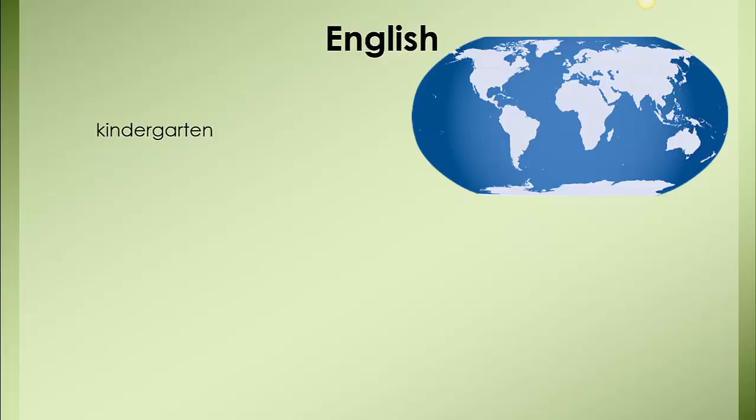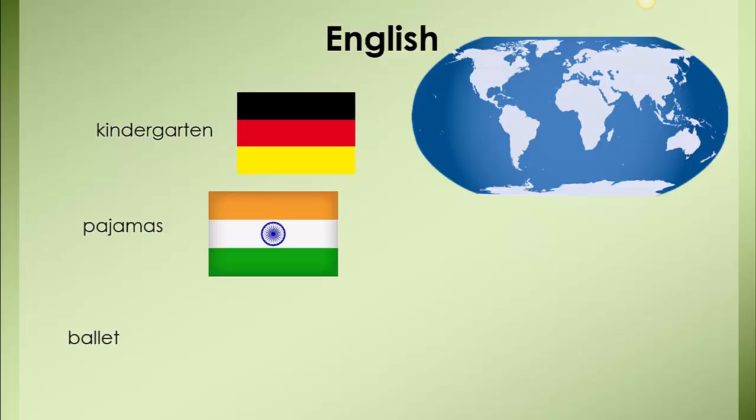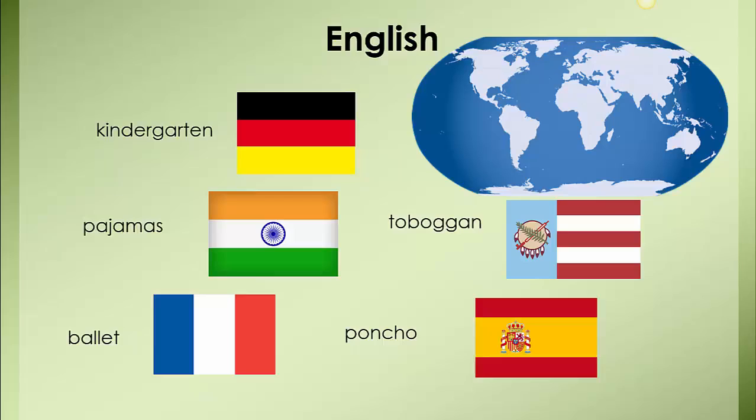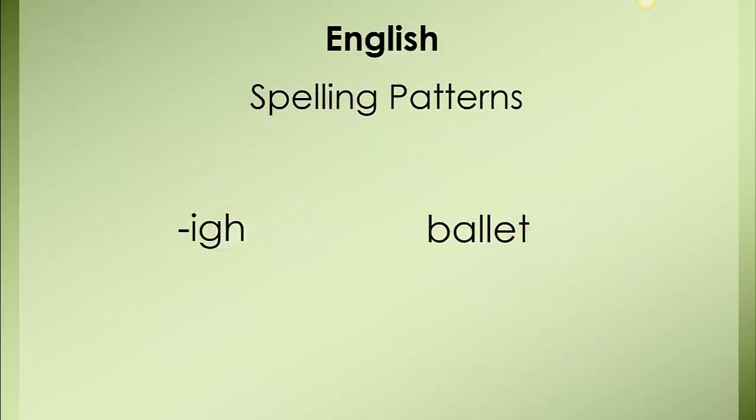Kindergarten, from German. Pajamas, from Hindi. Ballet, from French. Toboggan, from Native American. Poncho, from Spanish, just to mention a few. Spelling patterns from other languages came along with the words, so we ended up with the IGH pattern from German and the silent final T in ballet from French, for example.